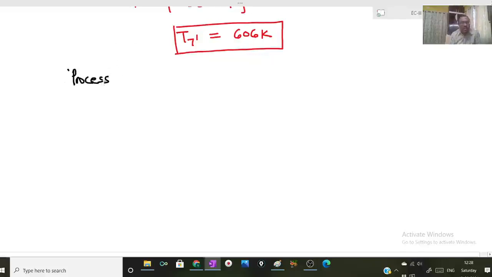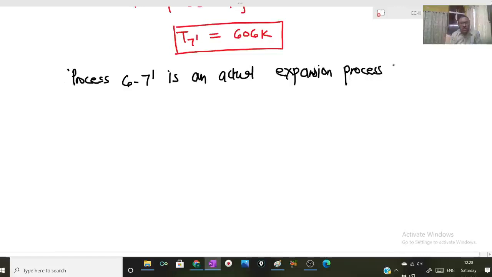Oh sorry, not ideal, actual. Process 6-7 dash is an actual expansion process in HPT. So here isentropic efficiency of HPT will come into picture, and it is H6 minus H7 dash over H6 minus H7.